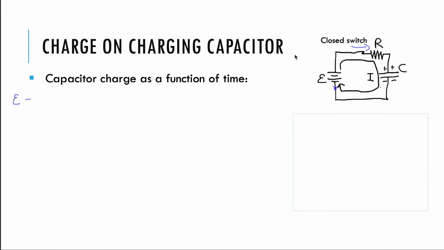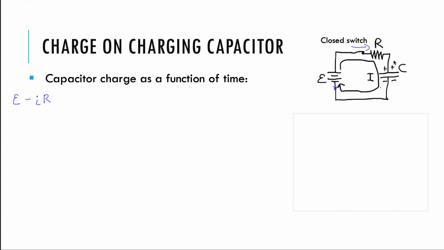Now what I'm going to do is, instead of using a capital I for current, I'm going to use a lowercase i. This is because this is going to be the instantaneous current, so the current at any time. We know that the current does change, right? Because we said at the beginning we have a lot of current, and then when the capacitor is fully charged, we have no current. So since the current is varying, it doesn't have a fixed value, I'm going to use a lowercase i for the instantaneous current, so the current at one specific time.